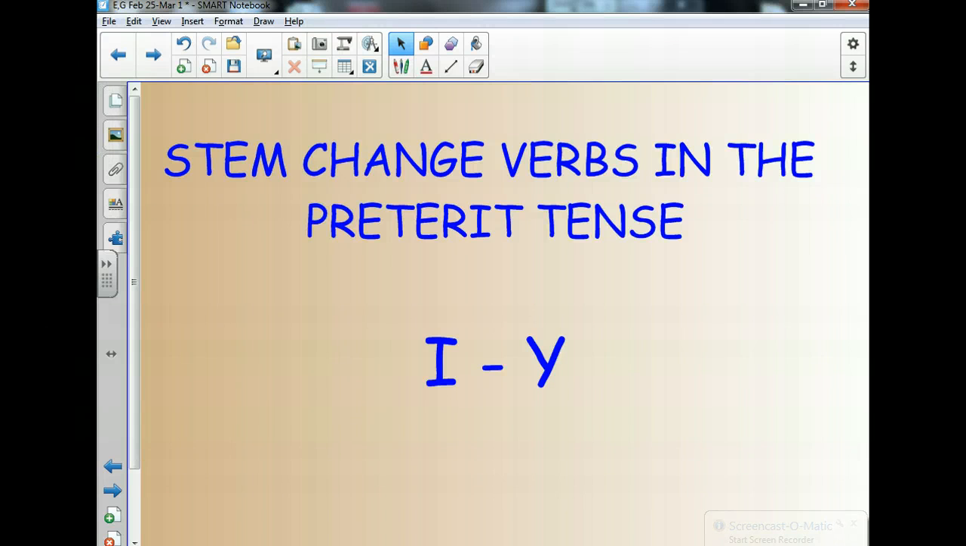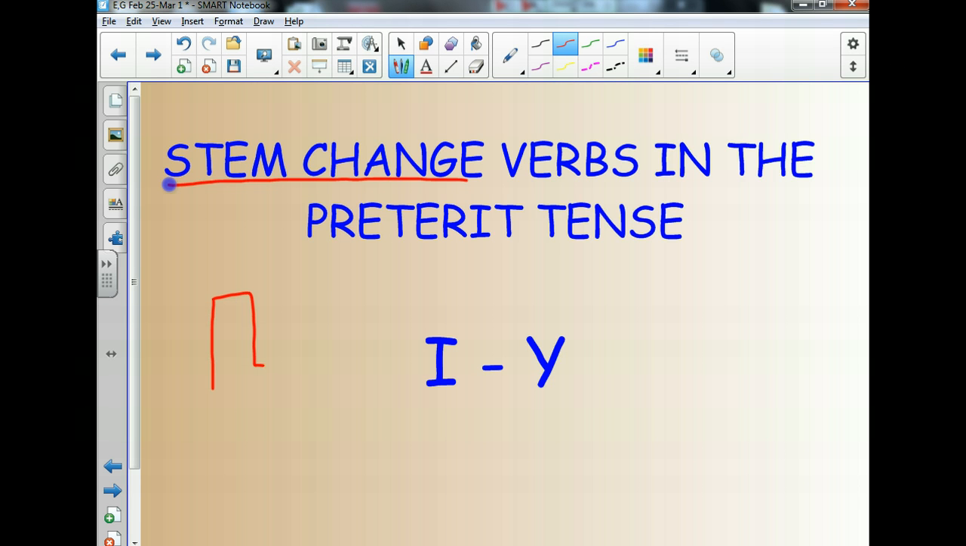Hola chicos, en este video vamos a hablar de verbos de cambio radical, that is stem change verbs in the preterite tense. Up till this point we've only known stem change verbs to exist in the present tense, and we've talked about the boot, and we know that there's verbs that change from an E to IE and an O to UE, a U to UE, and up to this point I've told you that this doesn't exist in the preterite tense, and it's true, the boot doesn't exist. However, there are some verbs that are stem changes in the preterite tense.